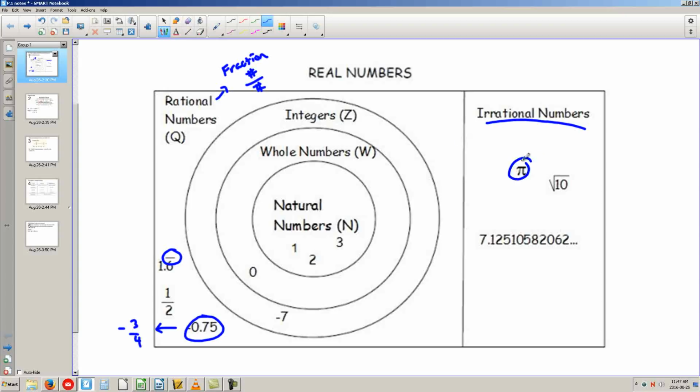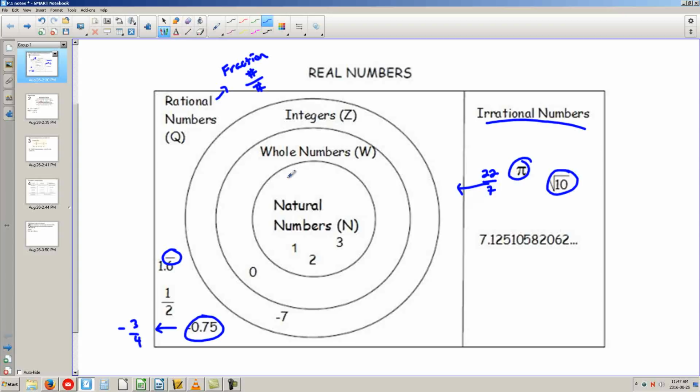So numbers like pi, the square root of 10, 7.12510582062... There's no pattern there. There's no repetition. Those numbers are irrational. They cannot be written as fractions. We might write fractional equivalents, like oftentimes 22 over 7 is used for pi, but it is rational and it's only an approximation. It's not the actual value of pi.